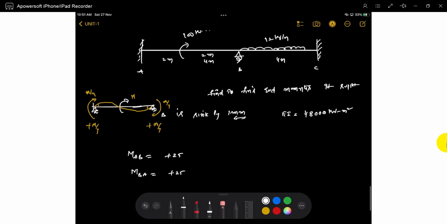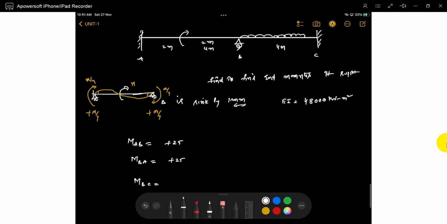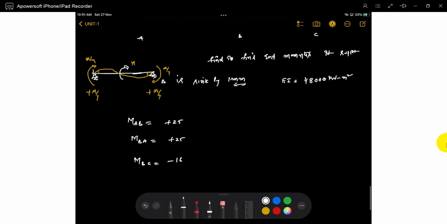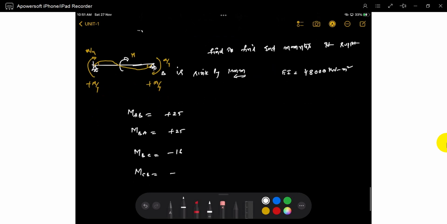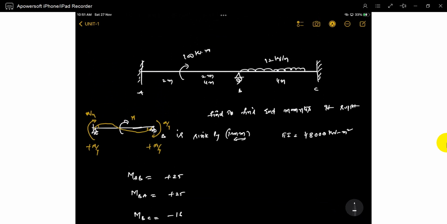MBA also plus 25. So now see MCB, see MBC. MBC is WL square by 12. You already know it. So what is this value? This value is minus 16. MCB is plus 16. But if the support is settled by 1 mm, the B support is settled by 1 mm, what will happen?